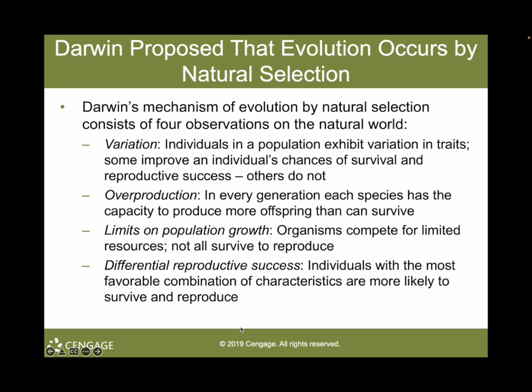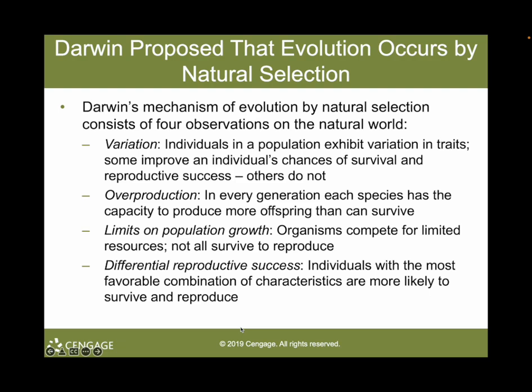Overproduction. The reproductive ability of a species has the potential to cause its population to geometrically increase over time. A female frog lays about 10,000 eggs, and a female cod perhaps 40 million eggs. In each case, however, only about 2 offspring survive to reproduce. Thus, in every generation, each species has the capacity to produce more offspring than can survive.